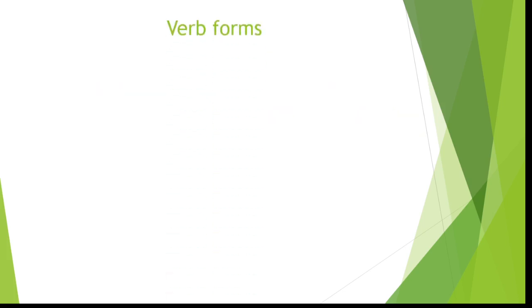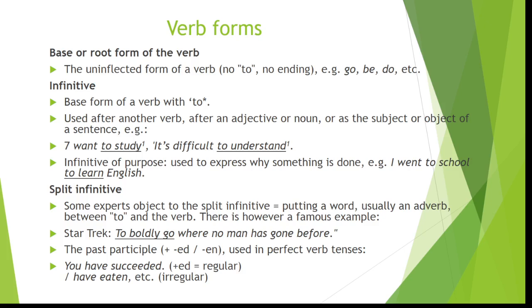Base or root form of the verb. The uninflected form of a verb, no "to", no ending, e.g. go, be, do, etc. Infinitive. Base form of a verb with "to". Used after another verb, after an adjective or noun, or as the subject or object of a sentence, e.g. I want to study; it's difficult to understand.